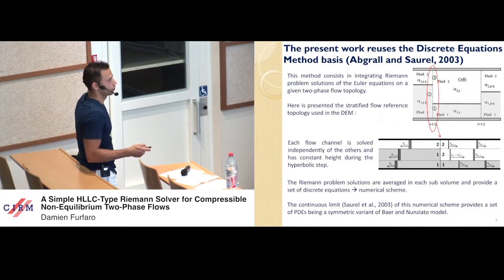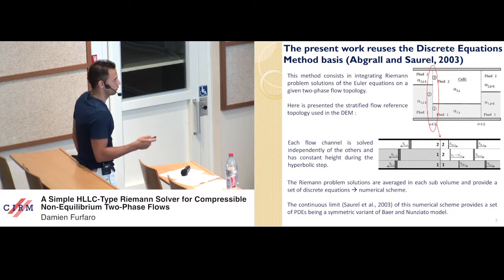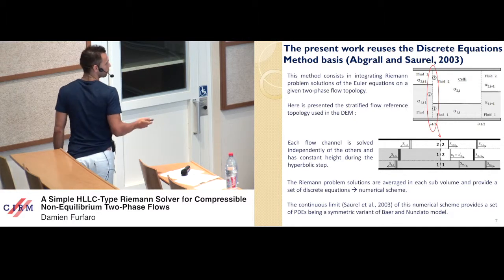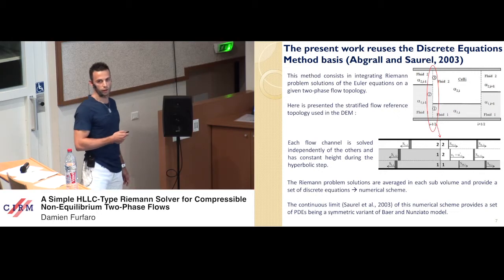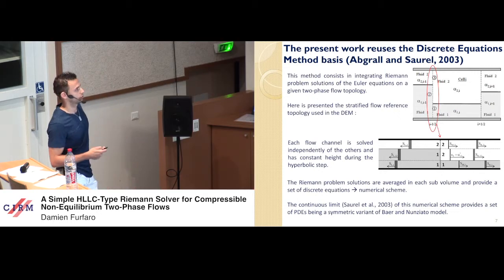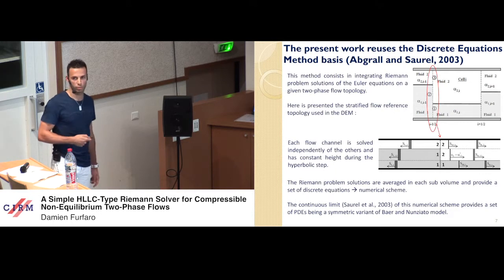For each contact, the flow channel is solved independently of the others and has a constant height during the hyperbolic step. It means that volume fractions are locally frozen. It also means that interface motion and wave dynamics are assumed 1D, multi-D effects being considered in relaxation terms, omitted during the Riemann problem resolution.